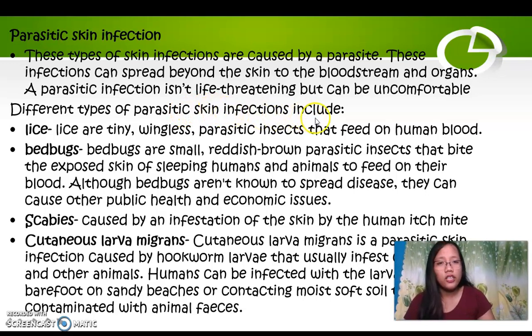Different types of parasitic skin infections include lice. Lice are tiny wingless parasitic insects that feed on human blood.